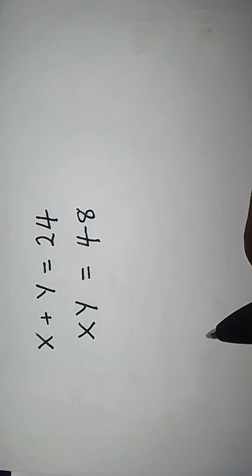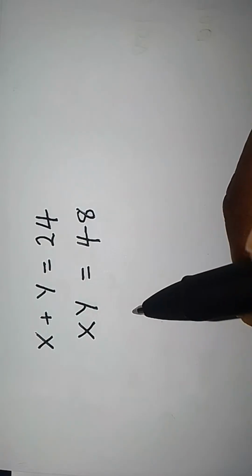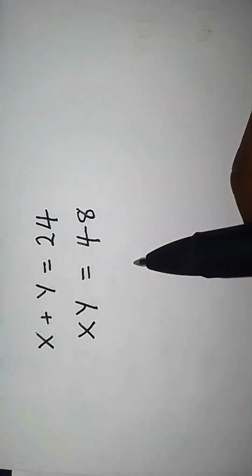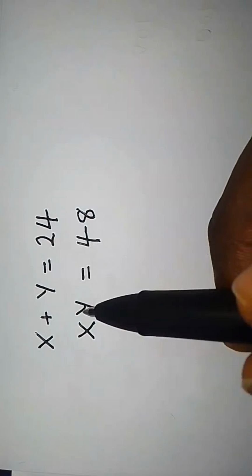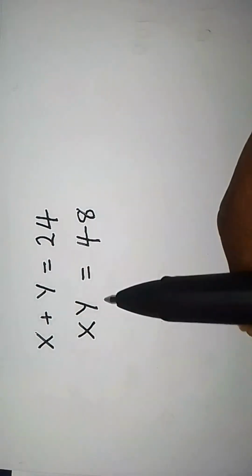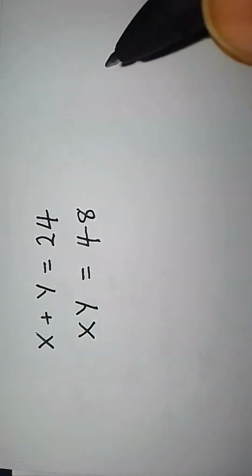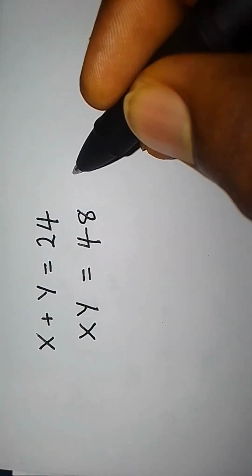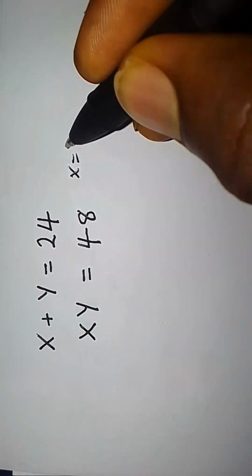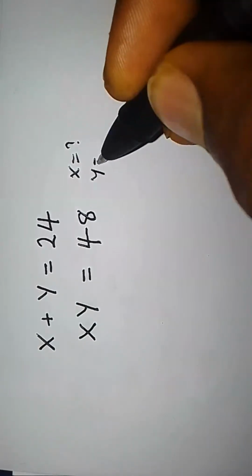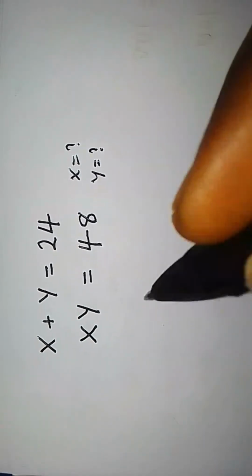Hi everyone, let's solve this nice algebra problem together. x plus y equal to 24, xy equal to 48. We want to find the value of x and the value of y. Without further delay, let us begin.